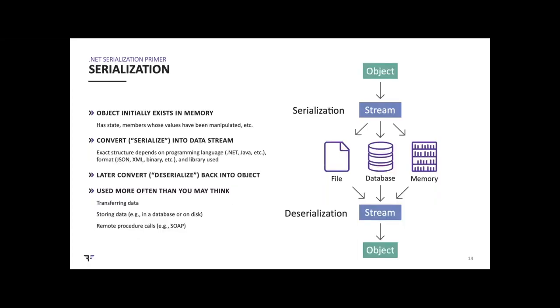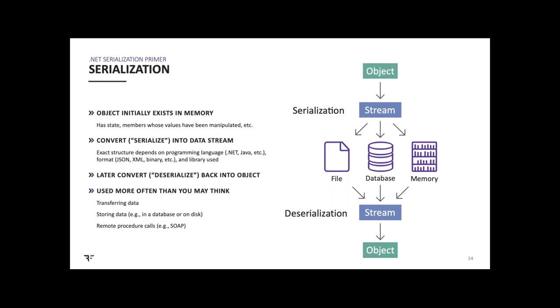Let's shift gears for a moment and talk about serialization. This is a concept you might have heard of. In an object-oriented programming language, you may start with an object that's been instantiated in memory. It has state and it has members that have values that have been manipulated. If a developer wants to take that object and maybe reuse it at a later time or send it somewhere else for use by a different application, they can serialize it, convert it into a data stream that can be stored in a file or a database, sent over a network, or stored in memory. And then later on, that data stream can be deserialized, or converted back into an object in memory.